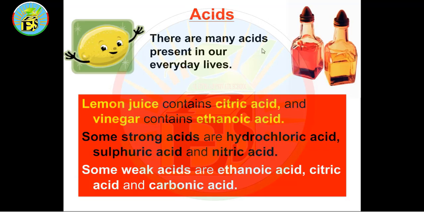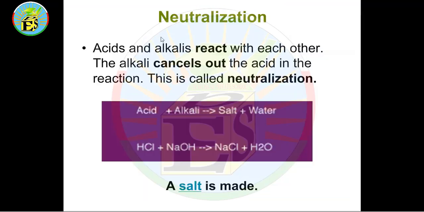There are many acids present in our everyday life, like lemon juice. Lemon juice contains citric acid and vinegar contains ethanoic acid. Some strong acids are hydrochloric acid, sulfuric acid and nitric acid. Some weak acids are ethanoic acid, citric acid and carbonic acid. We must consider the concentration of acid, because highly concentrated acid is harmful.